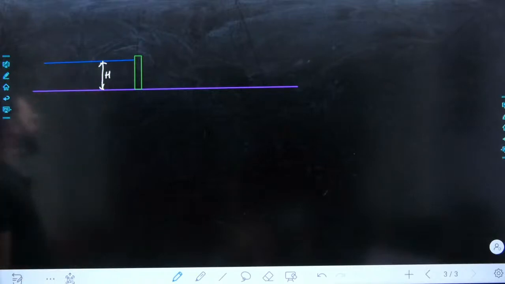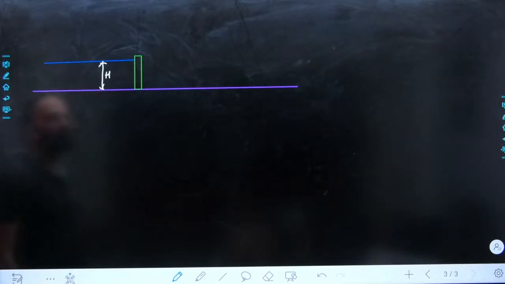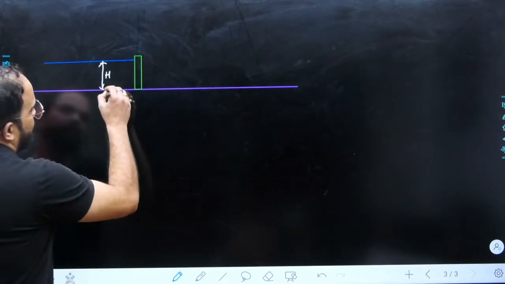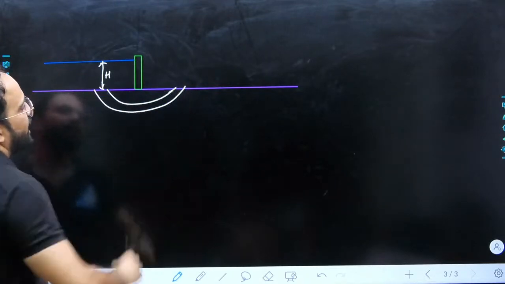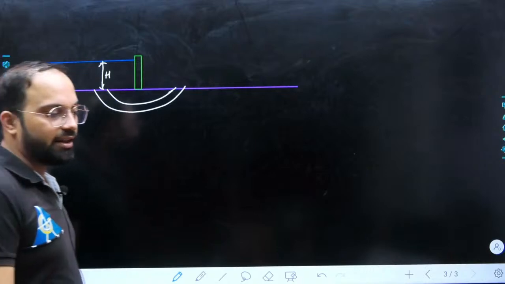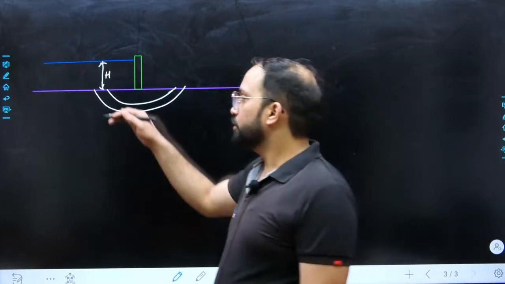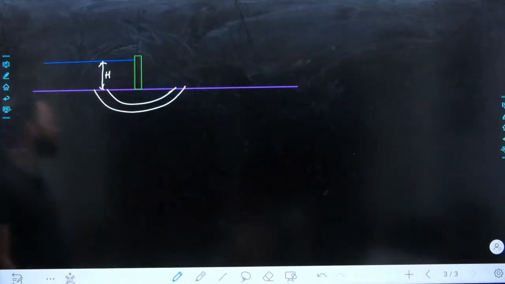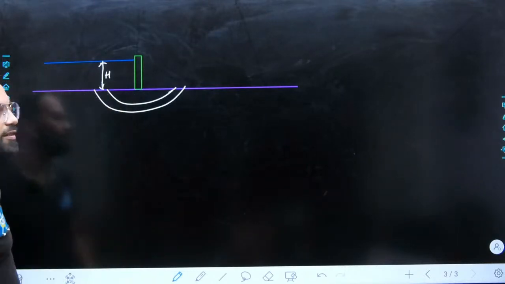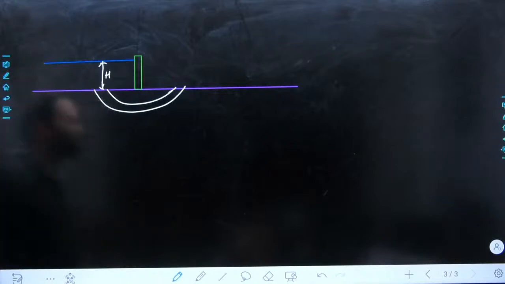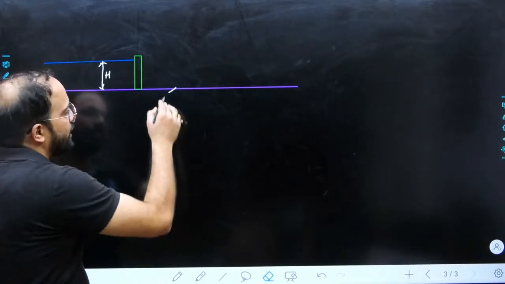So we have an h height of water, and this water wants to go that side. It will undermine the surface, and failure of the weir is possible due to piping, because here is the water stored, so water will want to go there. How can we avoid the piping?